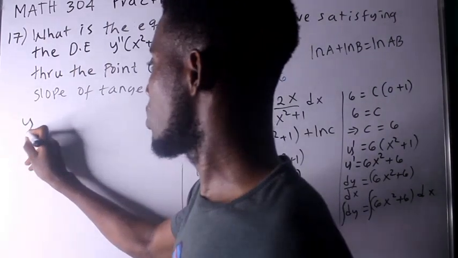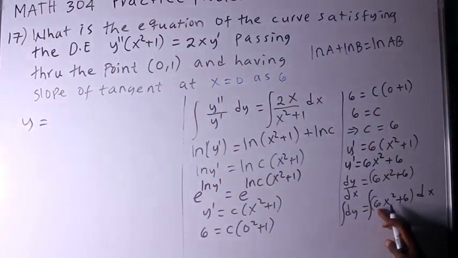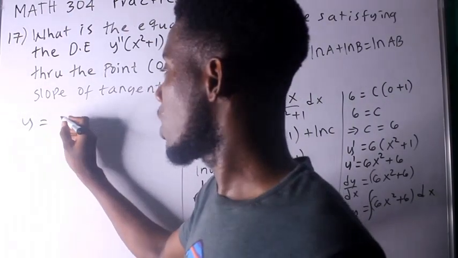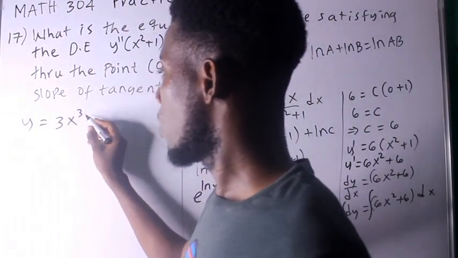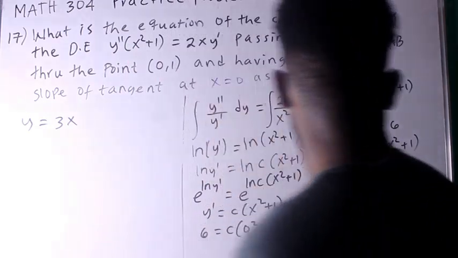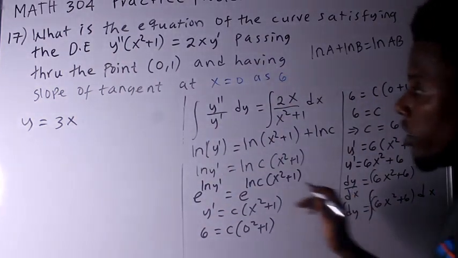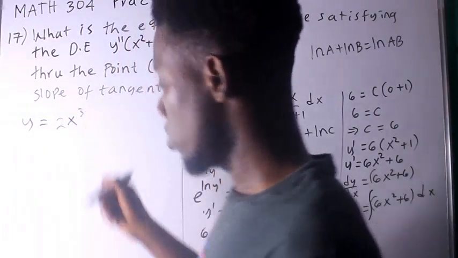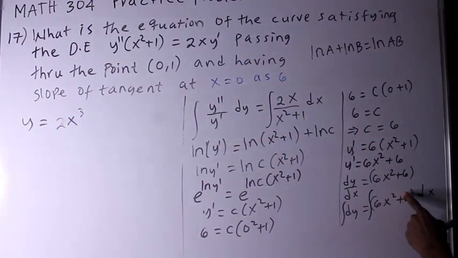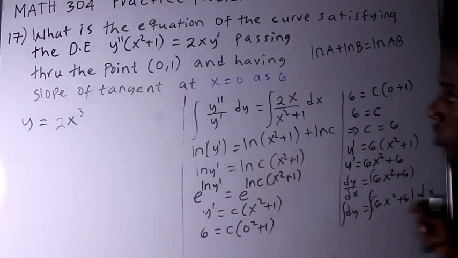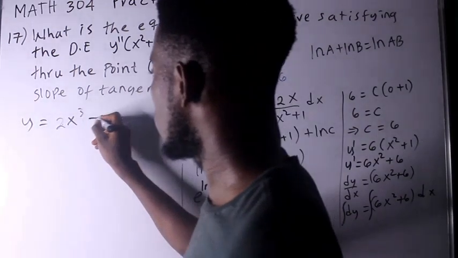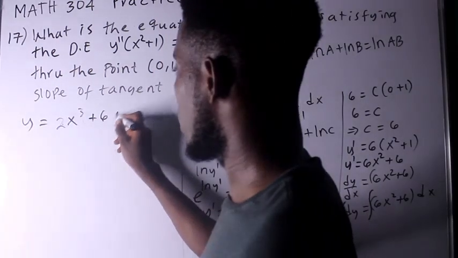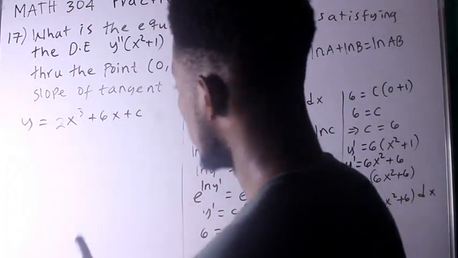So you have y is equal to the integral of 6x squared. You know, you add 1 to the power and divide everything by 3. So that's 3x cubed. Oh, sorry. Integral of 6x squared, yeah, is 2x cubed, because we are adding 1 to this power and dividing by 3. 6 divided by 3 is 2. So it's 2x cubed plus the integral of 6, which is just 6x, plus some arbitrary constant c.